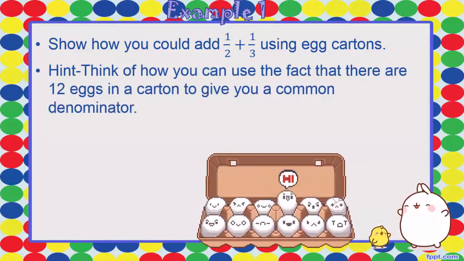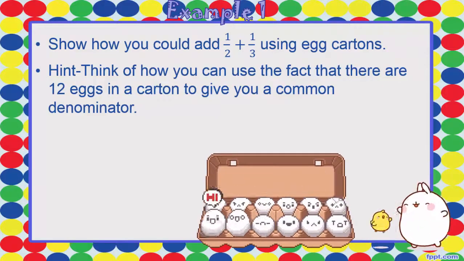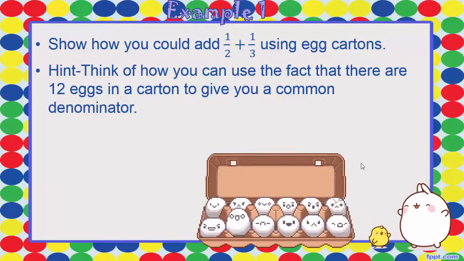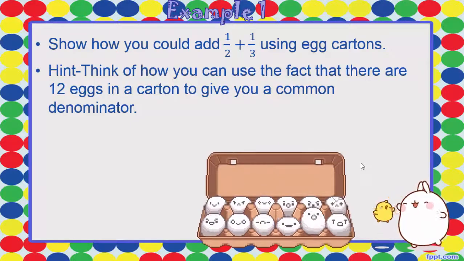Hint, think of how you can use the fact that there are 12 eggs in a carton to give a common denominator. So let us go over to the whiteboard and use the egg cartons to show how this is done.